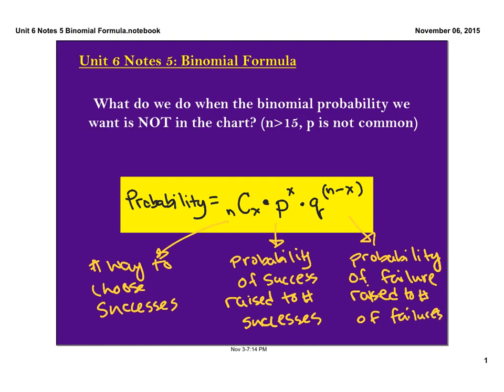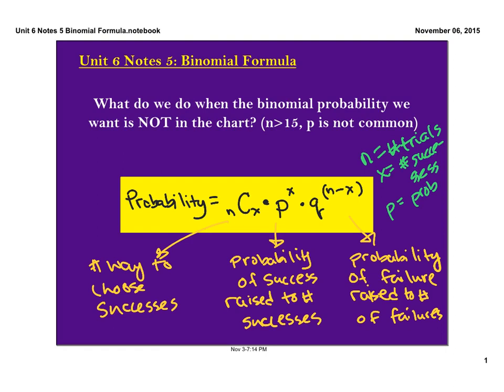Now, all of our variables are still the same. N is still the number of trials. X is still the number of successes. And P is still the probability of each one. Those are all the same. Those have been the same all unit long.